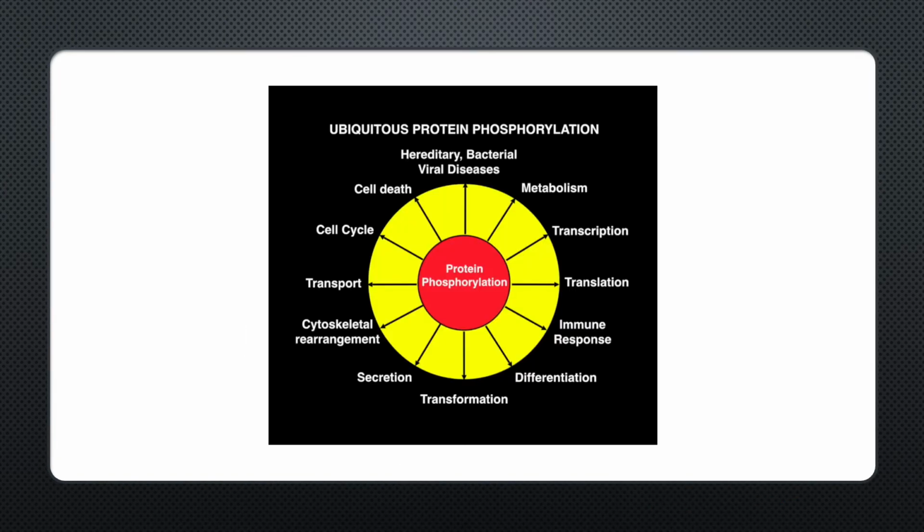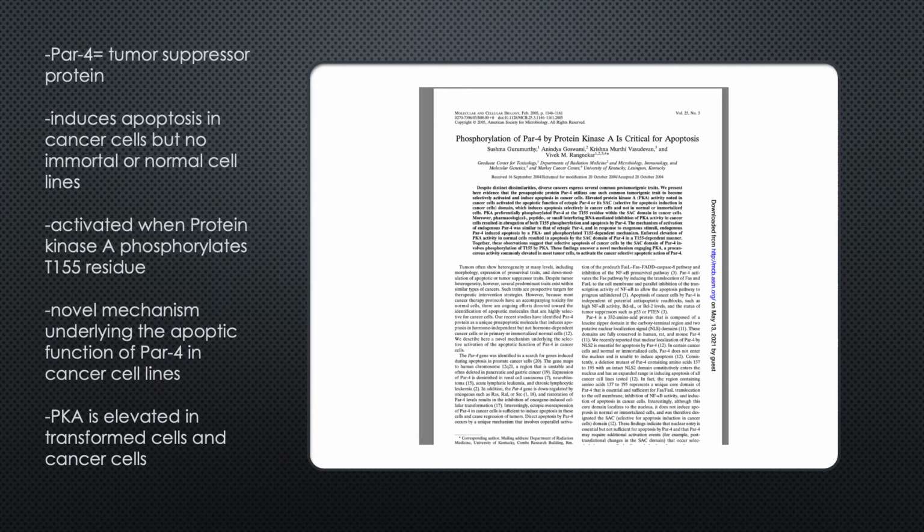So here in this diagram, we can see that phosphorylating proteins serves many functions, from metabolism, transcription, differentiation, to transport. But I want to take a specific look at cell death, also known as apoptosis. In this published paper, they wanted to take a look at the PAR4 gene, a gene known to encode a tumor suppressor protein that induces apoptosis specifically in cancer cells, but not in normal cells.